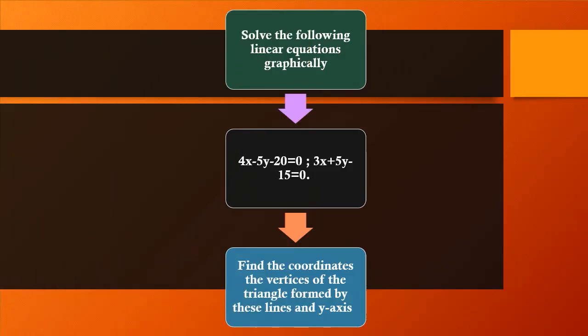So I'm taking one more question as I have written: solve the following linear equations graphically. So I took two equations, 4x minus 5y minus 20 equal to 0 and 3x plus 5y minus 15 equal to 0. And one more thing I have written here: find the coordinates of the vertices of the triangle formed by these lines and the y-axis. Okay, here again I have taken the y-axis. In the question, the x-axis could be there also in some questions, but here I took y.